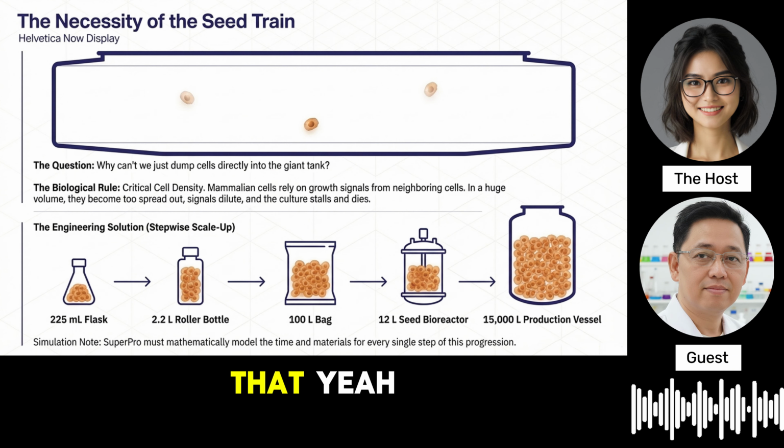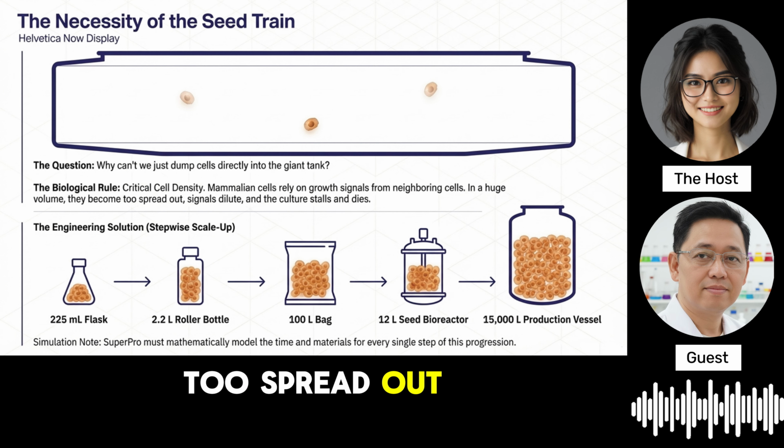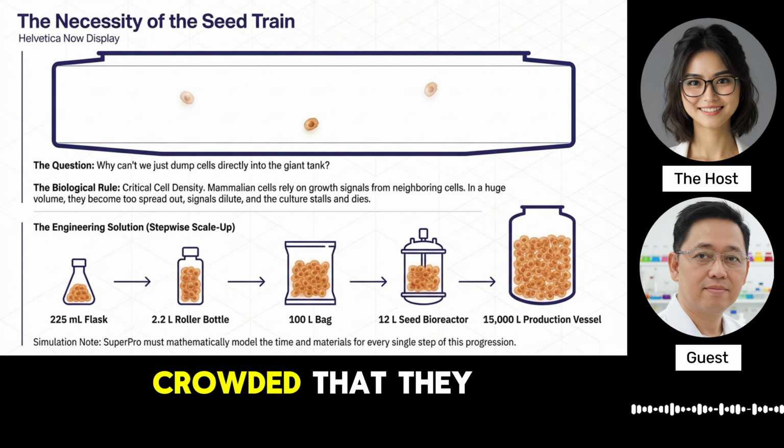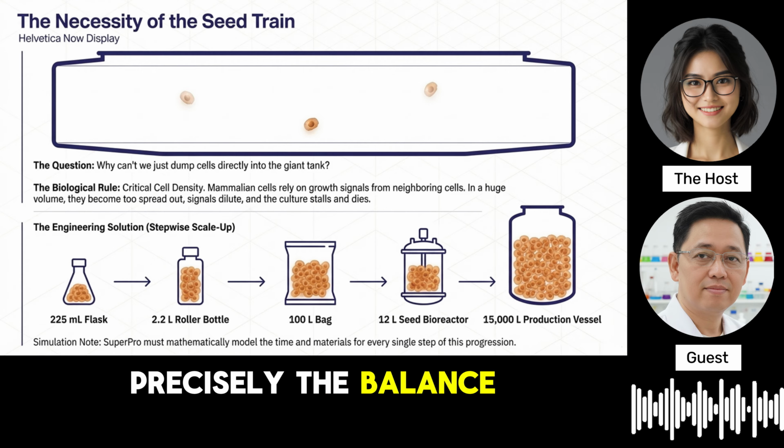Oh, wow. I didn't know that. Yeah. If they are too spread out, those signals dilute into the broth, and the culture literally dies. I see. So you have to step them up gradually to keep them crowded enough to communicate, but not so crowded that they starve. Precisely the balance we strike.